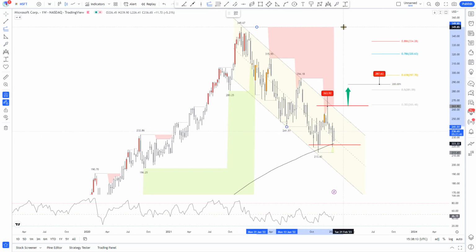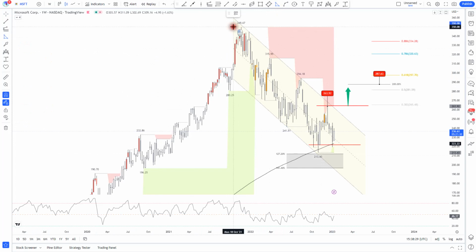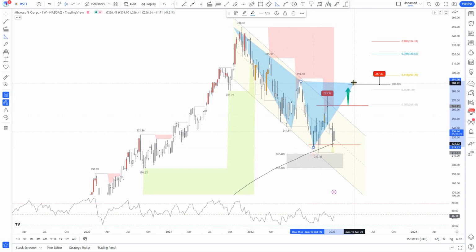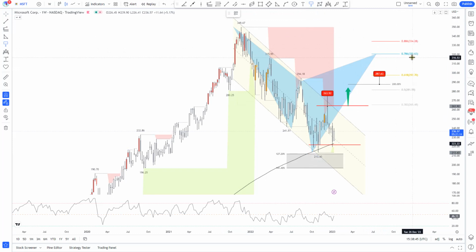Let me just measure this last swing low and search for the 227% Fibonacci extension, which means just a few points missed right there. I will not be surprised to see a major cipher pattern for Microsoft, something like this. Okay, and that pattern points to $320.